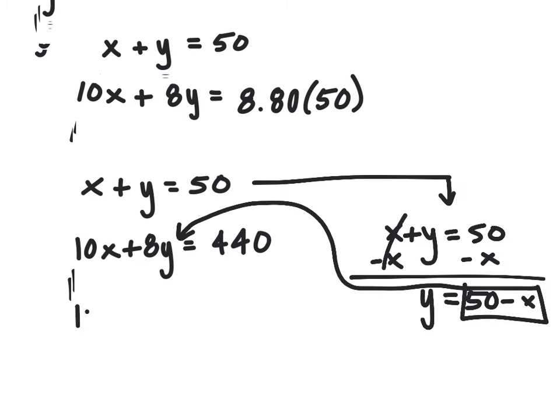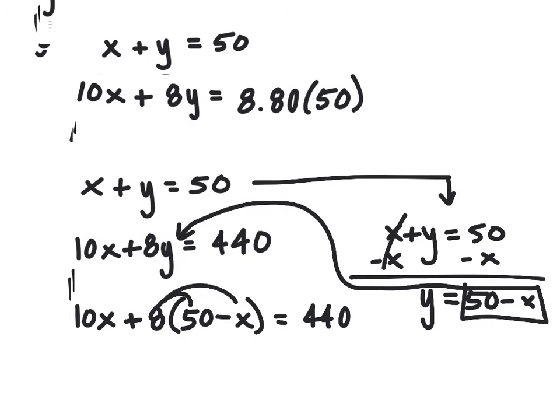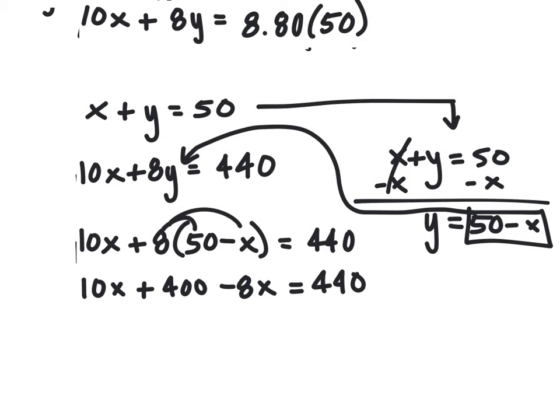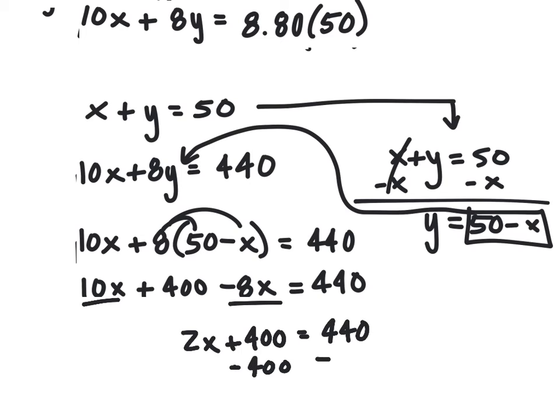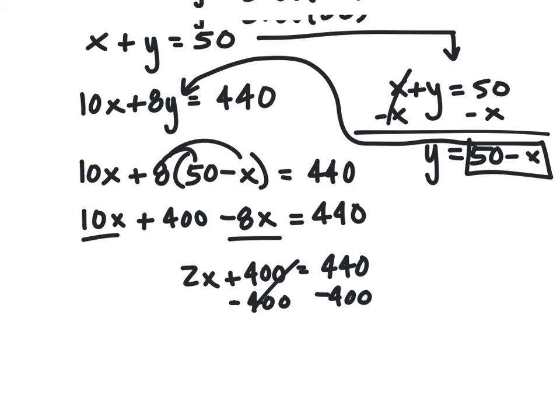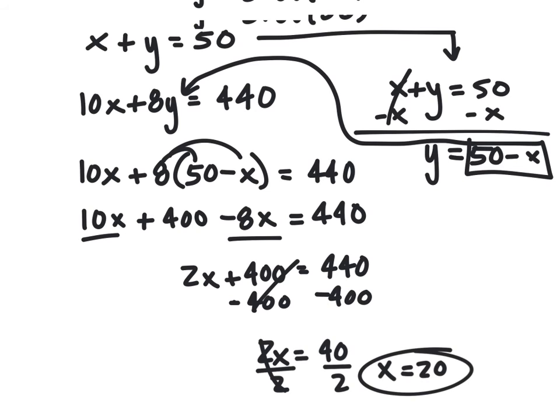So from here, I'm going to substitute that into my other equation for y. So I'm going to do 10x plus 8 times the quantity 50 minus x, and set that equal to 440. Let's distribute our 8 here. And so we get 10x plus 400 minus 8x, equal to 440. Let's combine like terms on our left side: 10x minus 8x gives us 2x plus 400 is equal to 440. Now, if we subtract 400 from both sides, then we get that 2x is equal to 40. Divide both sides by 2, and we get that x is equal to 20. So 20 pounds of pistachios.